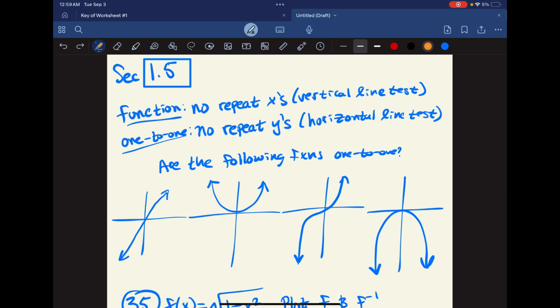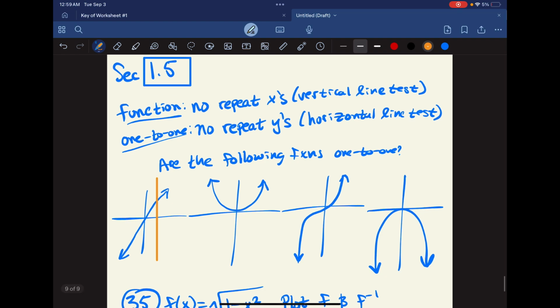A function is no repeat x's, aka it passes the vertical line test, which means if you draw a vertical line and you move the vertical line, you don't intersect two different points. You know what I mean? You guys know the vertical line test. And then one-to-one is no repeat y's, so it passes the horizontal line test.